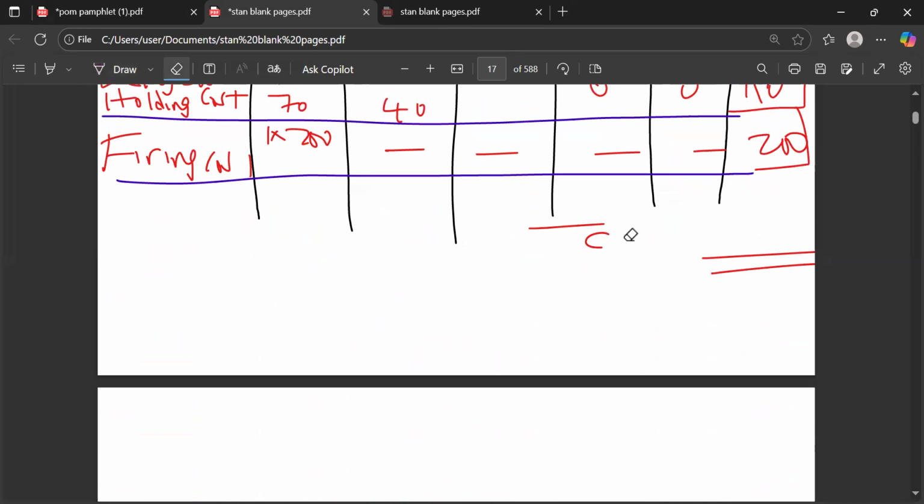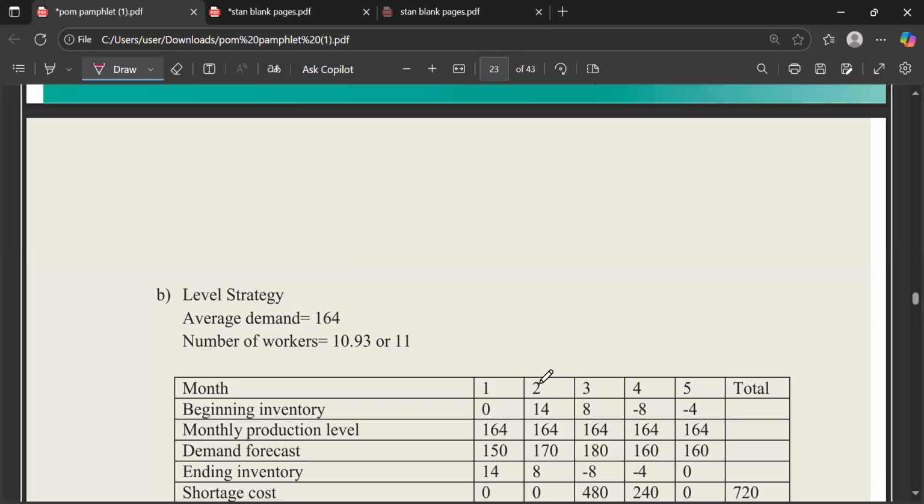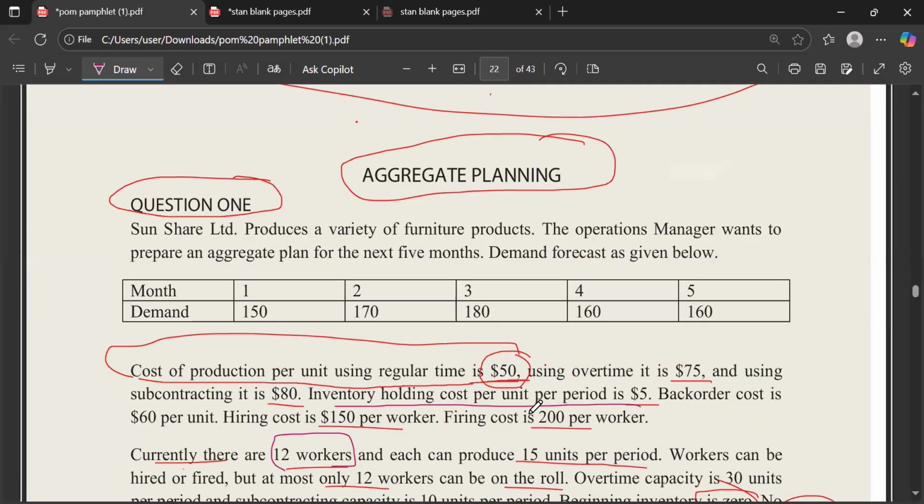So what is going to happen is, since we had a shortage in those weeks, we would decide what to do. Can we go for subcontracting? So check which one is cheaper now. Okay? Check which one is cheaper.